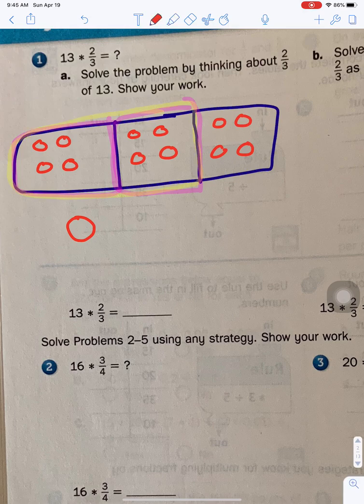So I can start with that by counting 1, 2, 3, 4, 5, 6, 7, 8. So I know that my answer is going to be 8. And I have to take a look at this leftover, and I'm going to split that into thirds. And so if I split that into thirds, 2 of the thirds would be right there. So my answer is 8 2/3.